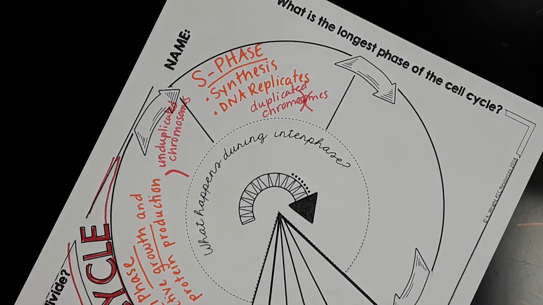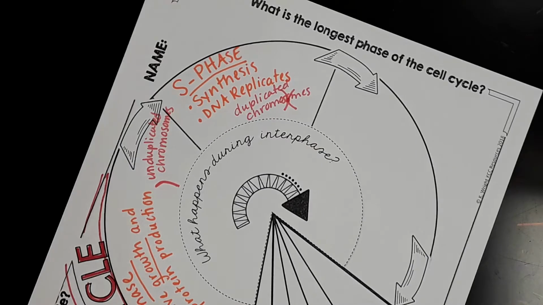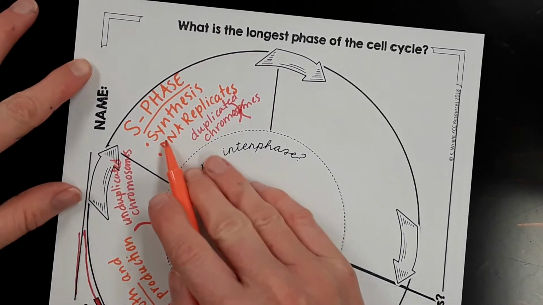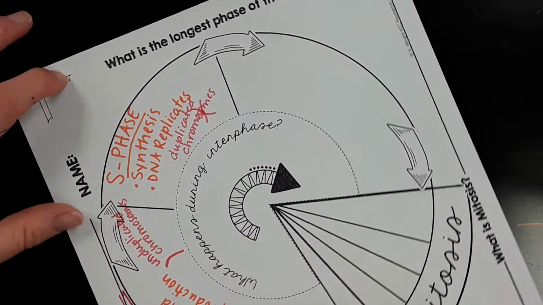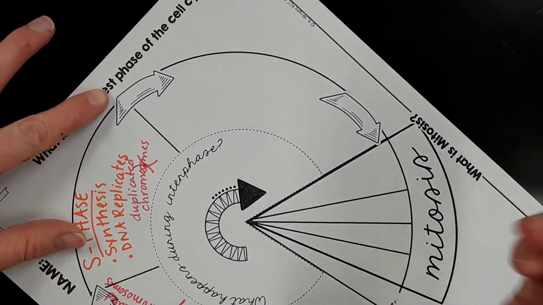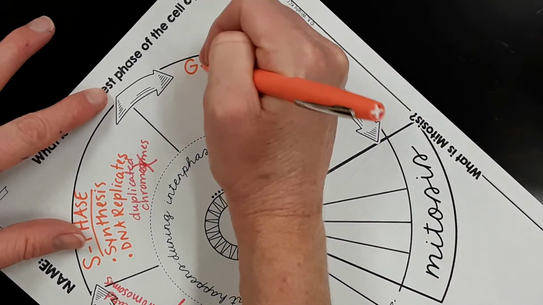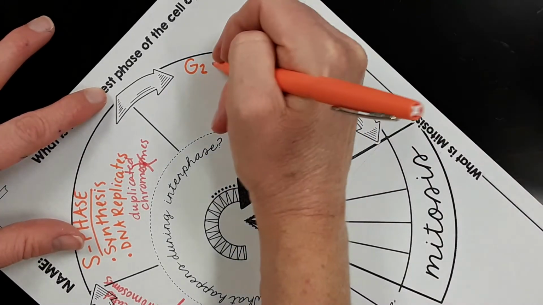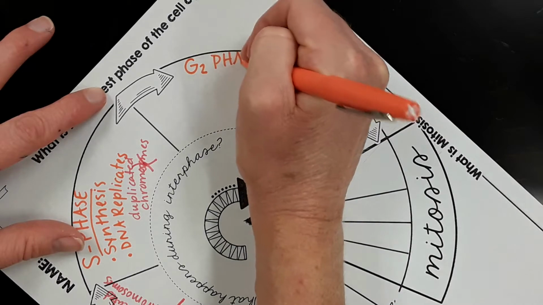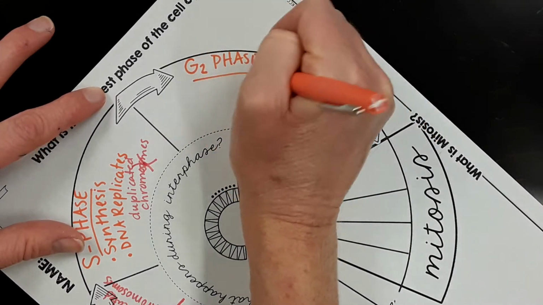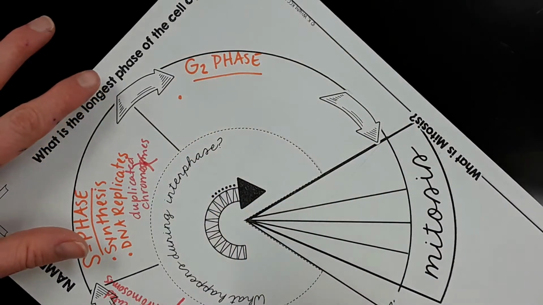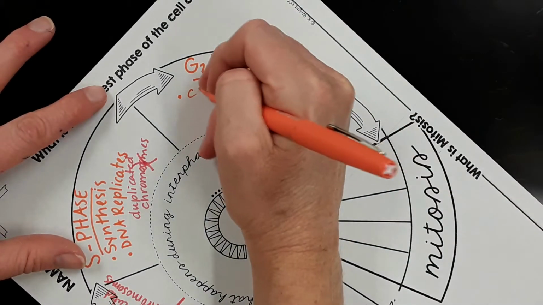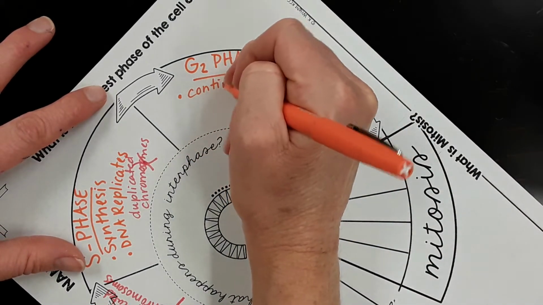Then the cell is going to enter G2. So now the cell has grown, it made proteins, and it's replicated its DNA. What happens next is it enters its G2, which would be gap 2 or growth 2 phase. During G2, the cell is going to have more continued growth. So it's going to continue to grow.